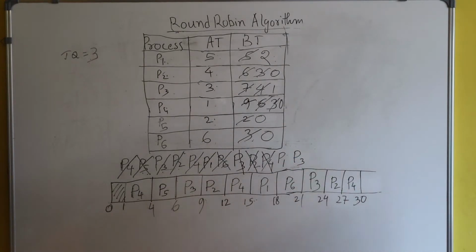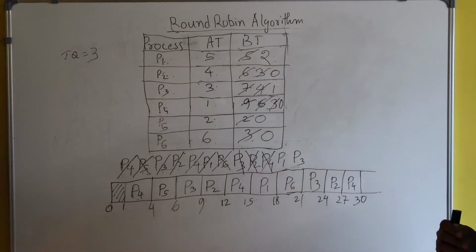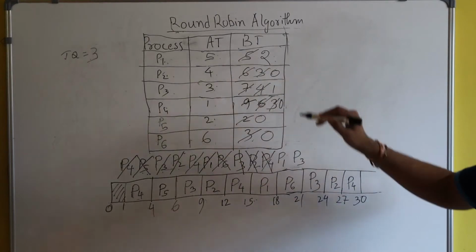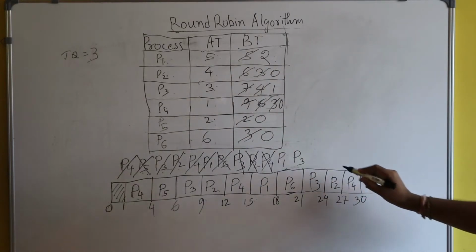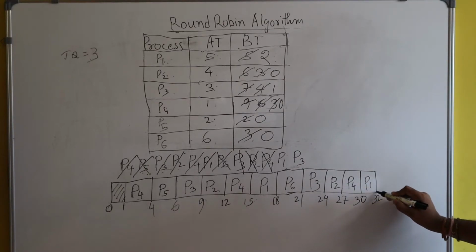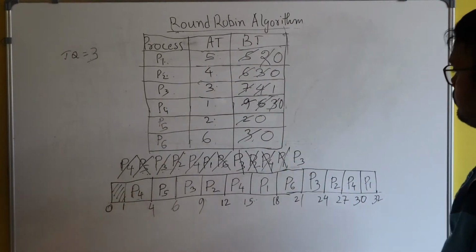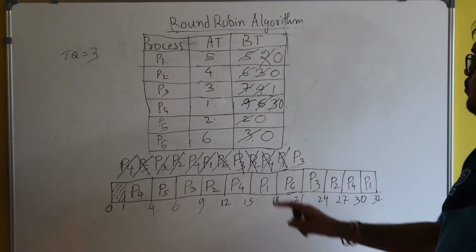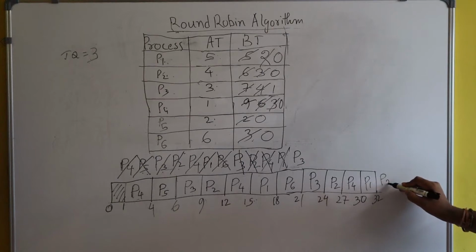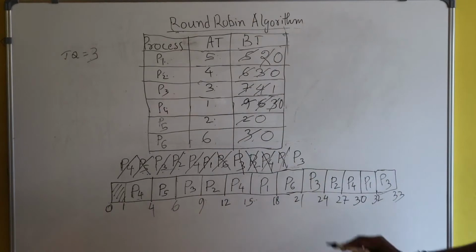Now P1 is left. 2 seconds are left, but the time quantum is 3. Since the burst time is less than the time quantum, the process will execute till its completion. So here I will write P1 and it will run for 2 seconds. Okay. So now P1 is done. After that, you see only one process, P3 is left, which is 1 second. So here I will write P3 and it will run till 1 second. So P3 is done.